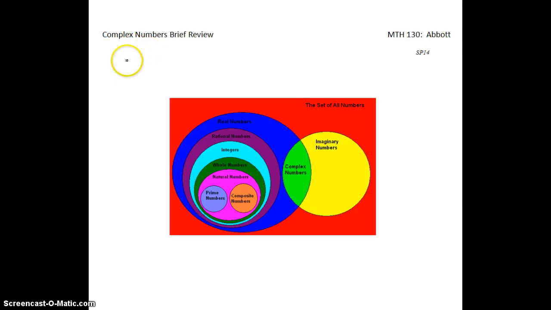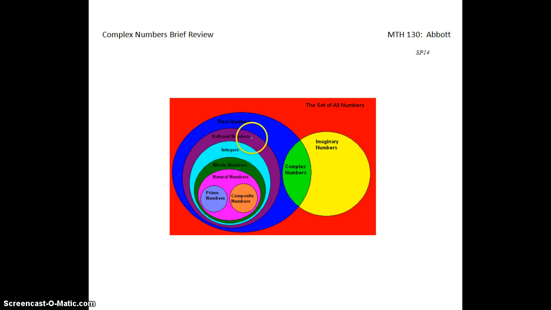Hello everyone. This is a quick review of complex numbers, and to begin I wanted to show you all the diagram that explains all the different types of numbers. There's prime numbers, composite numbers, natural numbers, meaning the counting numbers, whole numbers, and then that includes zero because you don't count with zero. Then there's the integers, the positives and the negatives.